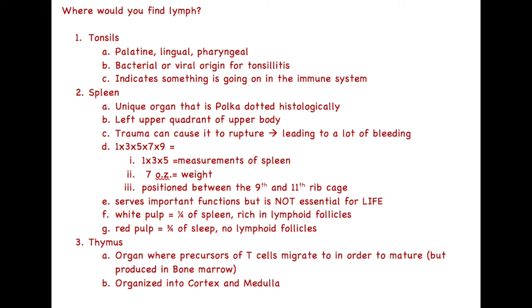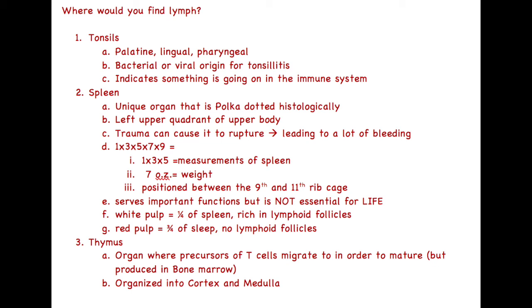And the capsule of the spleen is actually thin and delicate, so a variety of traumas and car accidents can cause it to rupture, and there's a lot of blood there. So splenic lacerations correlate with a lot of bleeding. An important concept that he talks about is this 1-3-5-7-9 rule. The 1-3-5 are the measurements of the spleen, and 7 is the weight, so 7 ounces. And then the spleen, I don't know if it's 9 or 11, but whatever it is, the spleen is positioned between the 9th and the 11th rib cage. So that's why there's the 9 and 11 part.